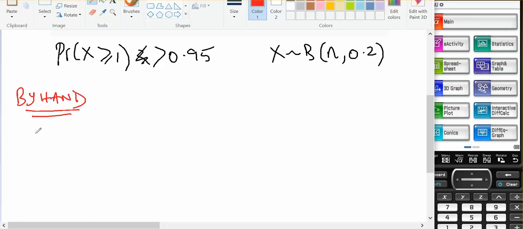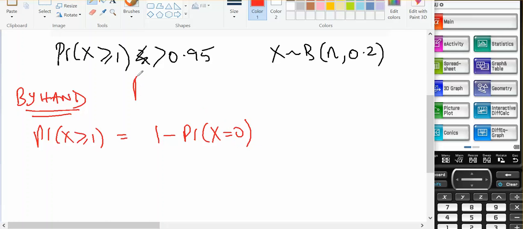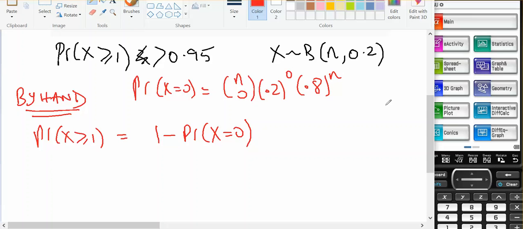So the probability that x is bigger than or equal to 1 is equal to 1 minus the probability that x is equal to 0. And the probability that x is equal to 0 is nC0 times 0.2^0 times 0.8^n. And nC0 is 1, that's 1. So that's 0.8 to the power of n.